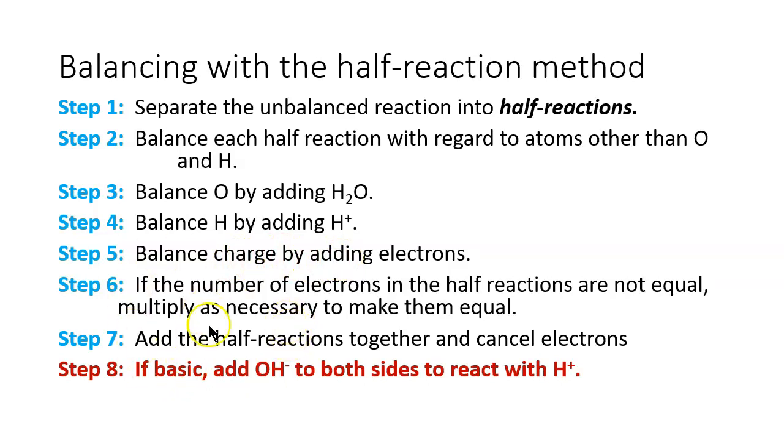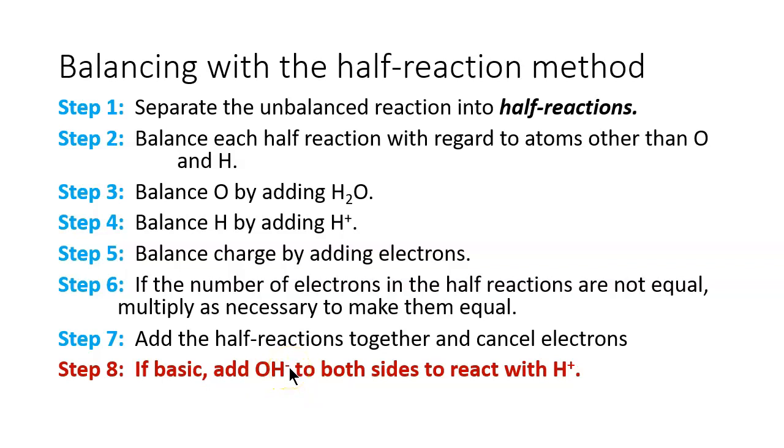We multiply half reactions by small integers to make sure that the number of electrons lost is equal to the number of electrons gained. And then we combine the half reactions back together and make the overall reaction. This is the procedure for an acidic solution. If it's in a basic solution, then you have an additional step where you add OH- to both sides and that can react with the H+.